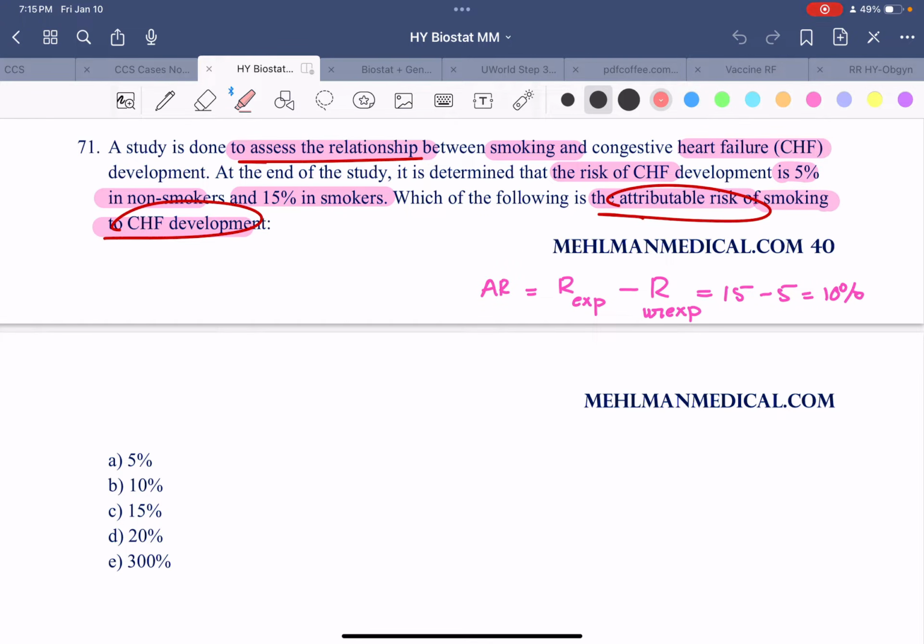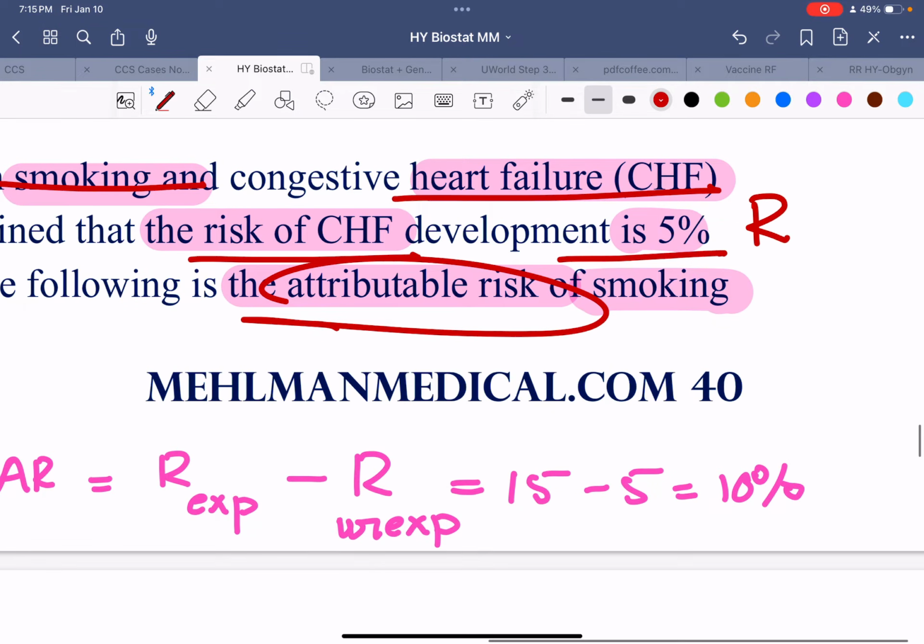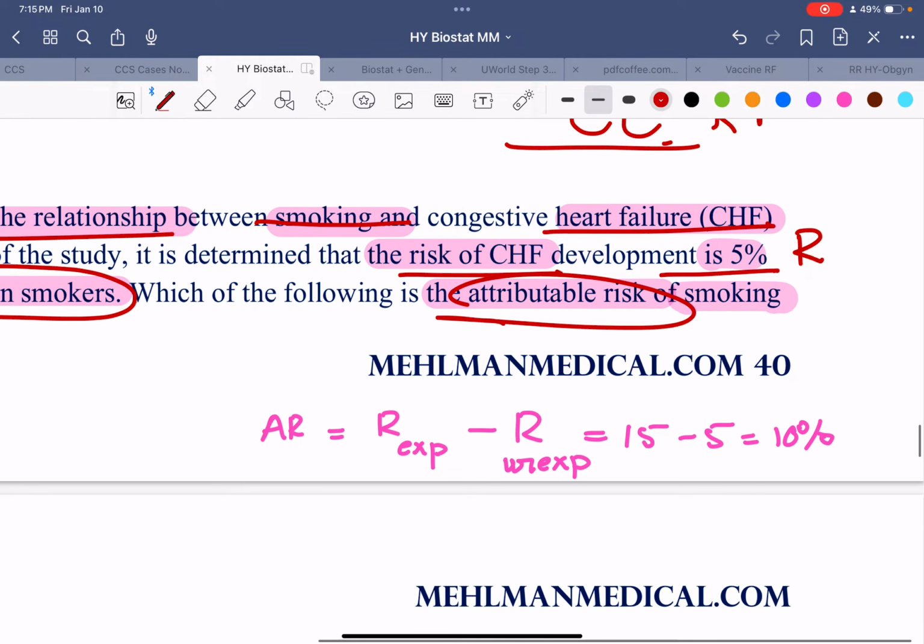Let's begin. A study is done to assess the relationship between smoking and congestive heart failure, and it is determined that the risk of congestive heart failure development is 5% in non-smokers and 15% in smokers. So 5% in non-smokers would be the risk in the unexposed, whereas the 15% in smokers would be the risk in the exposed. And now what do we have to calculate?